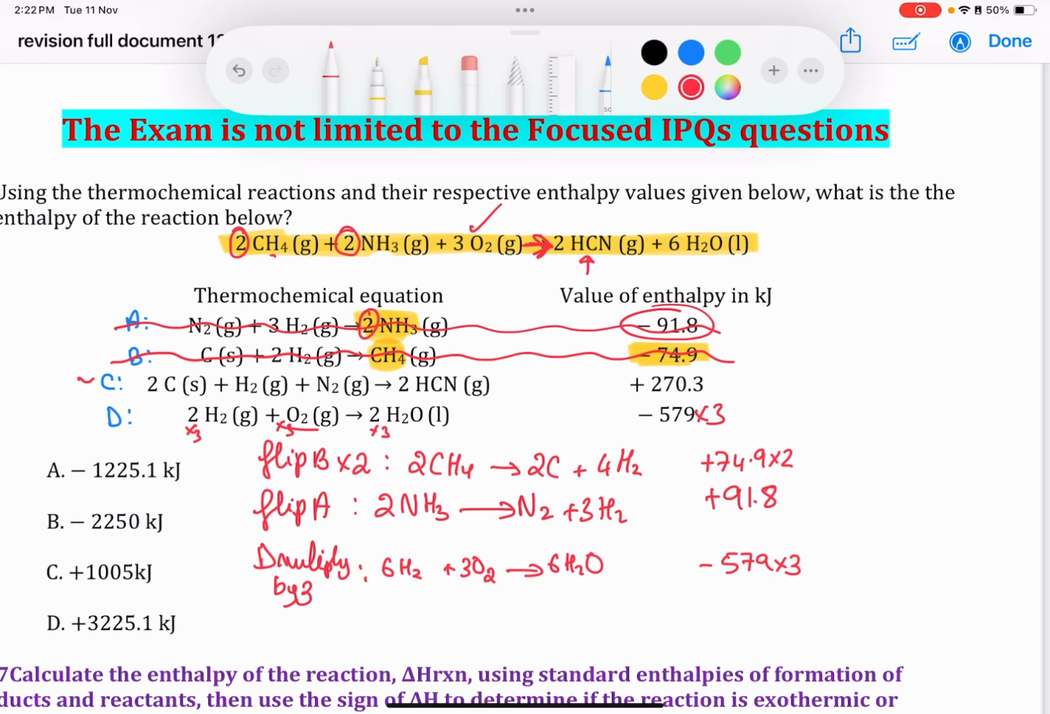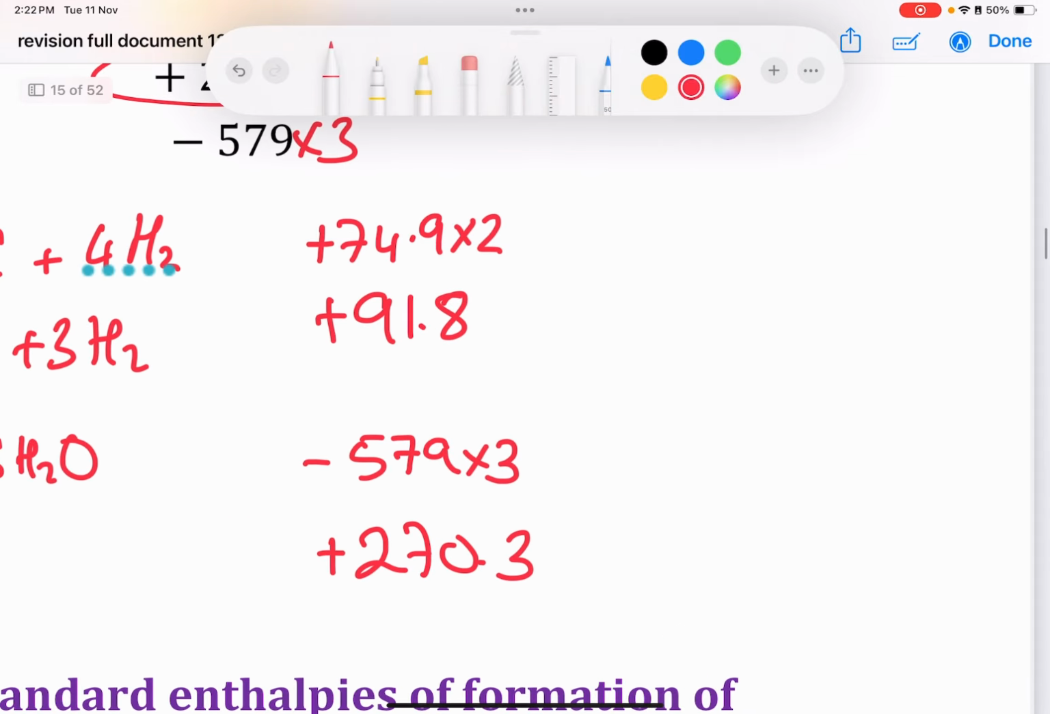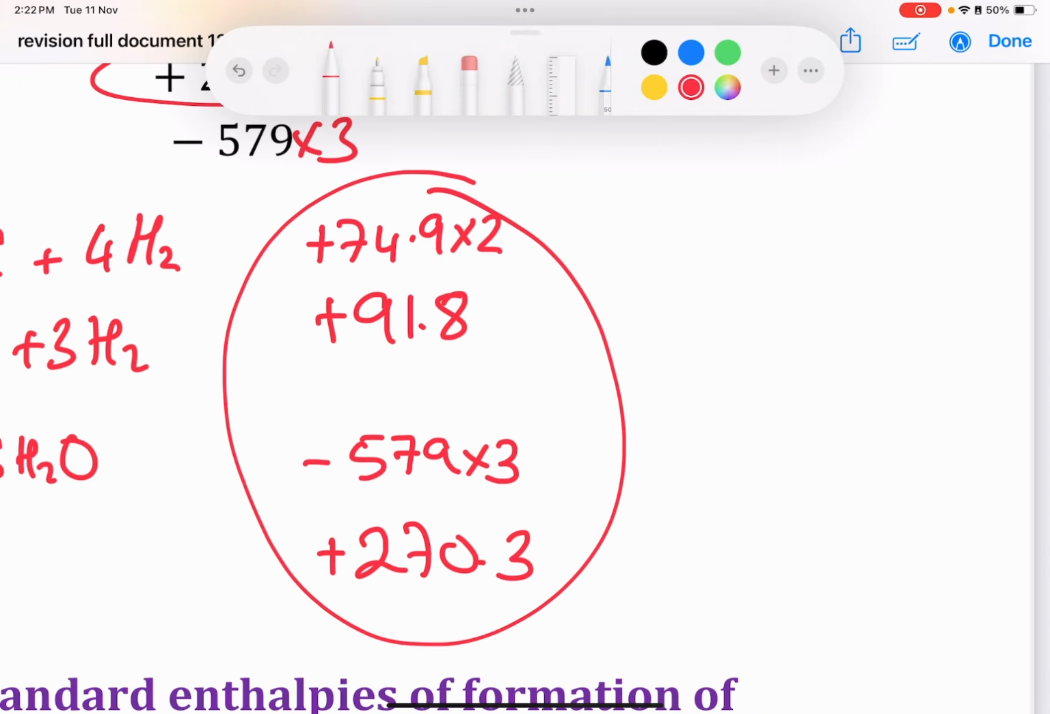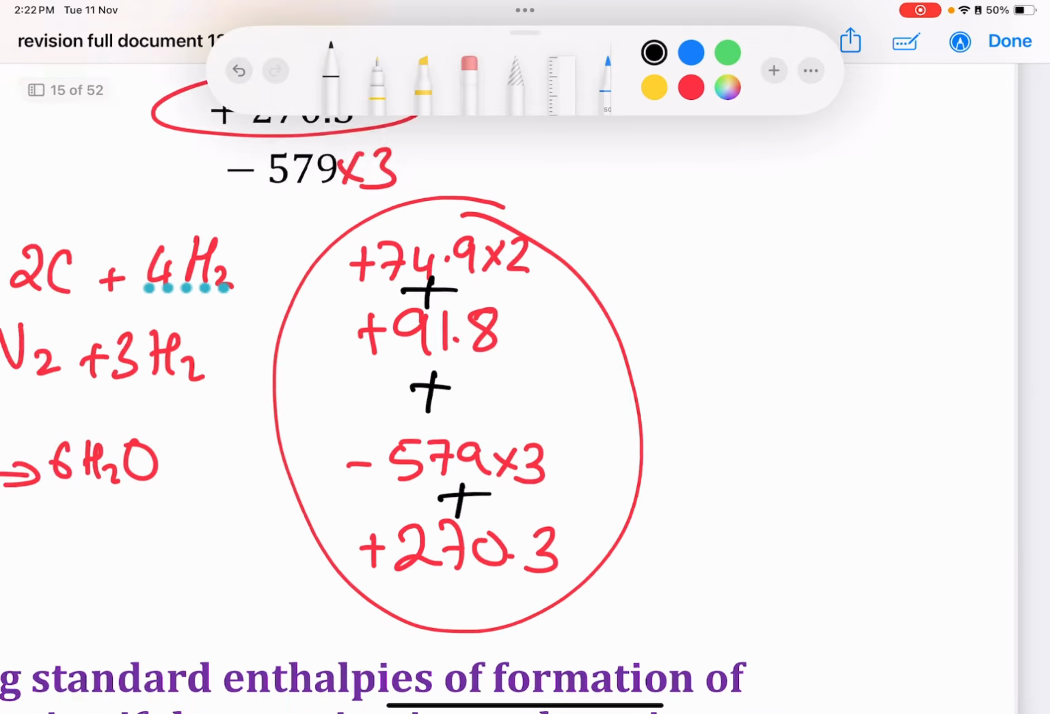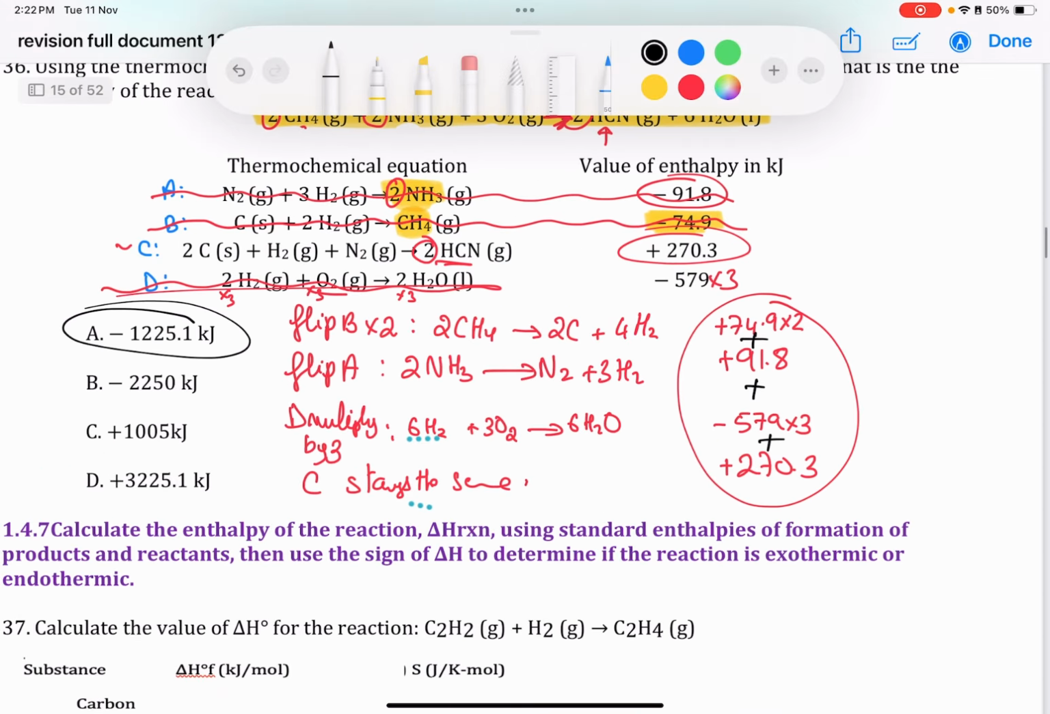Where is it? Here it is. And it is exactly like I wanted. So C stays the same. So I didn't do anything to this value. It remains the same. Now, the final answer, you add them all. You add them all. And you get this as a correct answer.